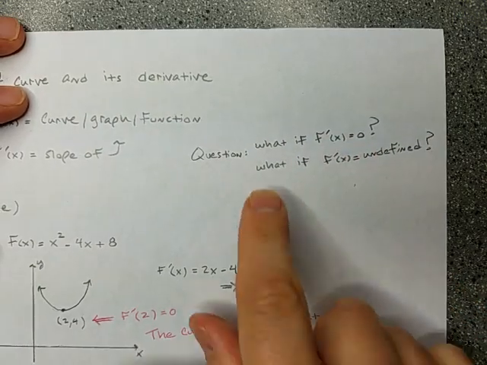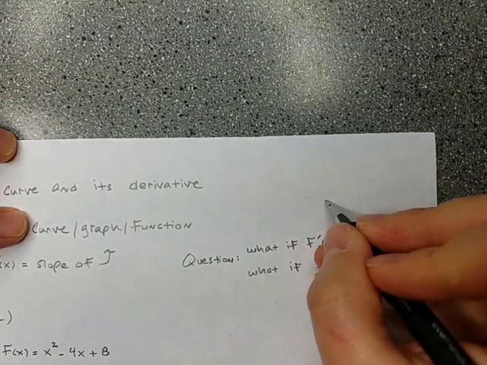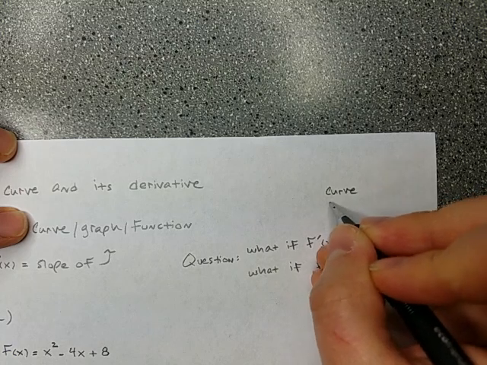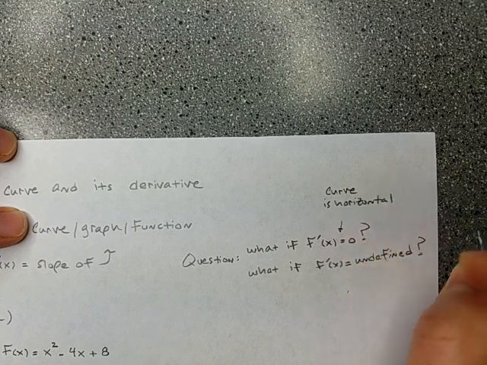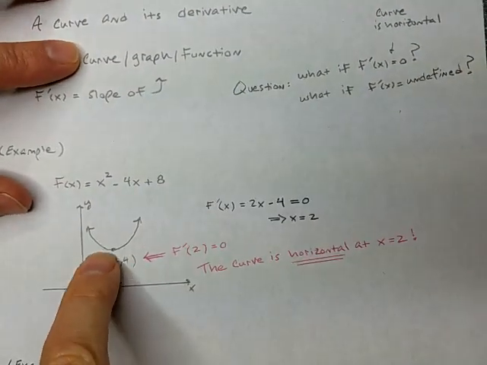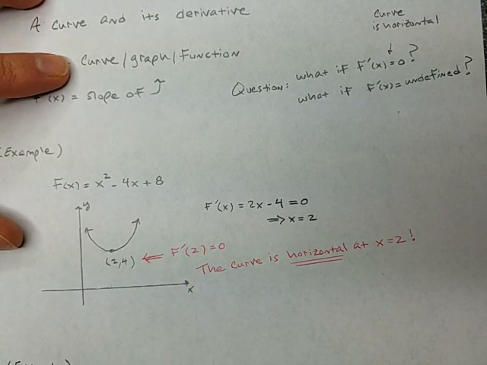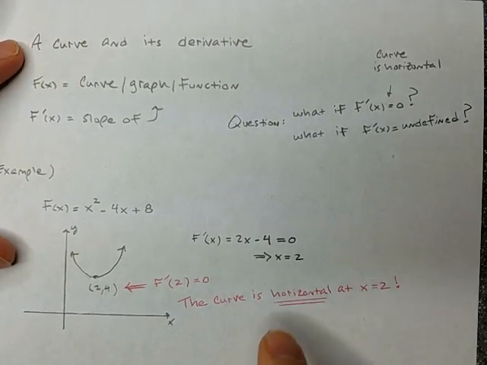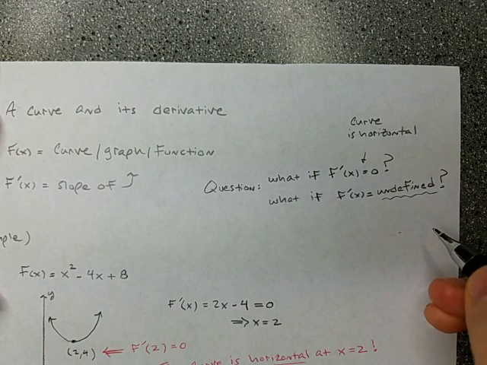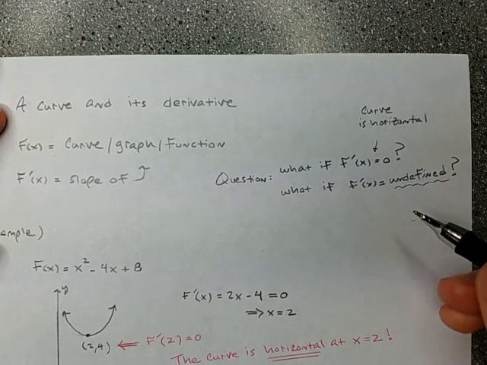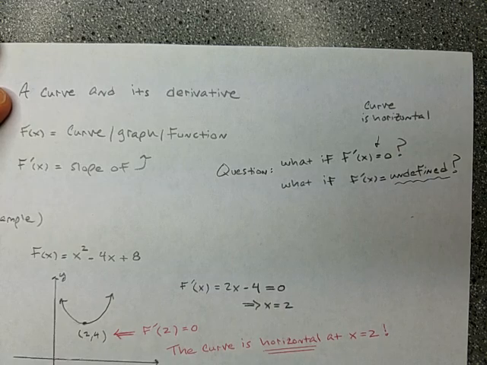So let's answer that first question. If the derivative was ever zero, that would mean that at that spot, the curve is horizontal. And as a result, maybe that point is a low point or a high point on the curve. At least for now, you know what it means if the derivative is zero. What about this other question? What does it mean if the derivative is undefined? Well, that's the more complicated question. But I'll try to give you, with my best efforts, the simplest answer to that question.